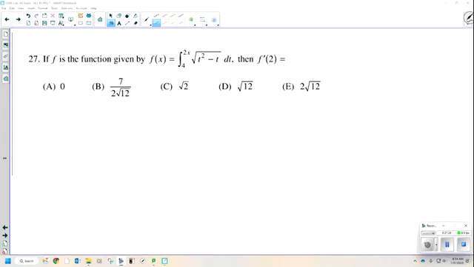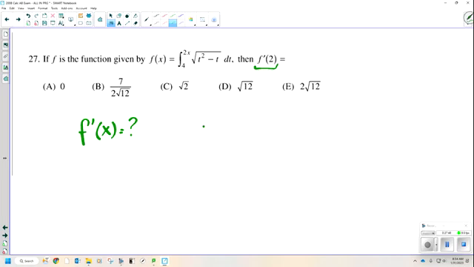All right, back to a basic problem, like these problems. 27. If f is the function given by f of x equals the integral from 4 to 2x of the square root of t squared minus t dt, then find f prime of 2. Before I find f prime of 2, I should really find f prime of x.